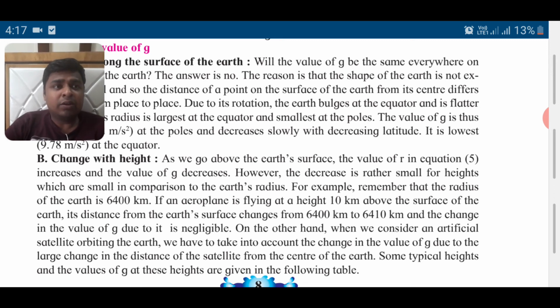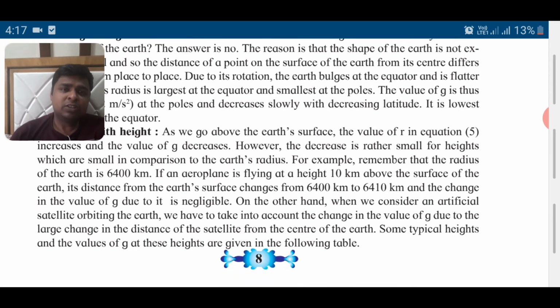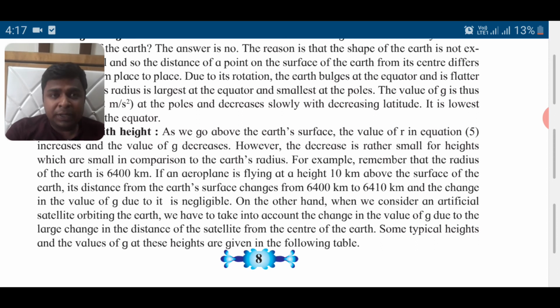Now, if you are going in an aeroplane at something like 10 kilometers above the surface of the Earth, and the radius of the Earth is 6400 kilometers, then comparing 10 kilometers with 6400, it is negligible. That's why the value of g doesn't change much even if you are on Mount Everest or in an aeroplane.